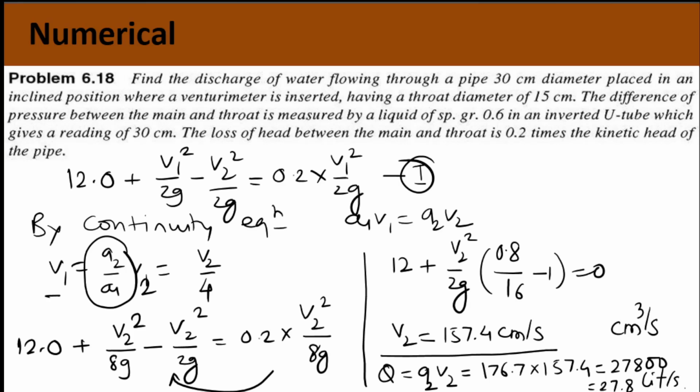Now, friends, I hope you are understanding these numericals. First case was related to the horizontal case of the Venturimeter, and second case was related to the incline case, where the value of theoretical discharge was found out by using the combination of Bernoulli's theorem and the continuity equation.